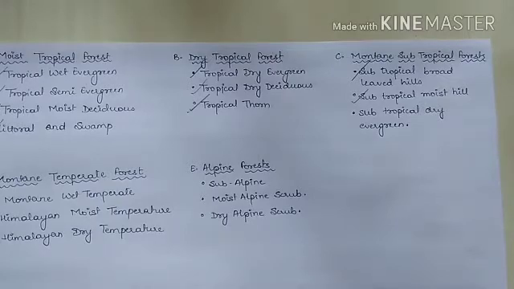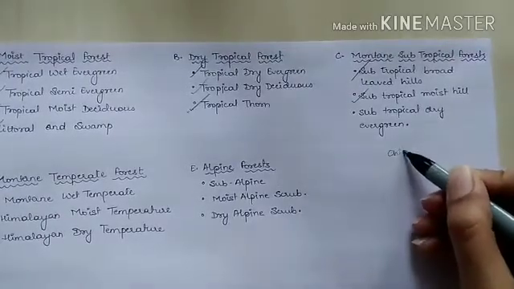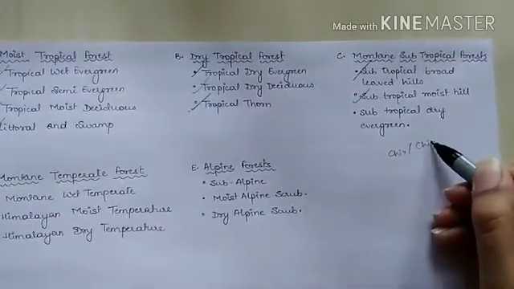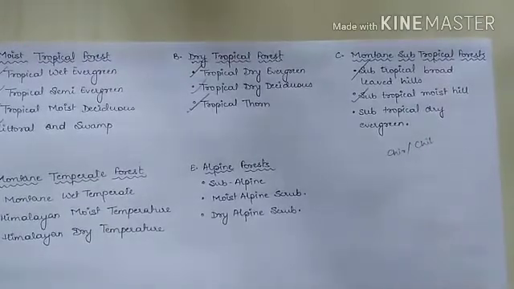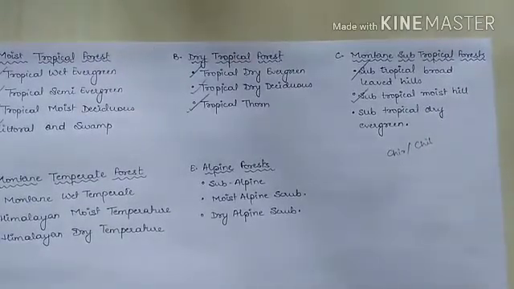Now, the most dominating tree which forms pure stands here is chir, also known as chil. These are the most dominant tree species found here, and they provide valuable timber for furniture, boxes, and buildings. They are also used for producing resins and turpentine.